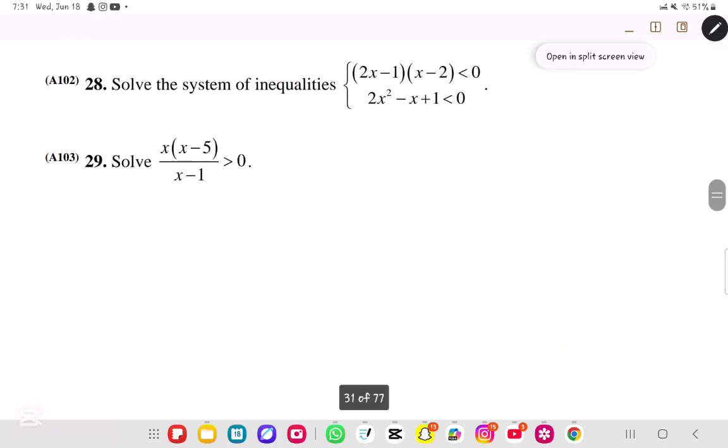Now they told us solve the system of inequalities, okay? So very simply, the first thing you will do is you will find the roots of each pair. This one, you will have to solve it equal to 0. So 2x minus 1 equals to 0, x minus 2 equals to 0. You will have the root x is equal to 2. And x is equal to what? It's equal to 1 over 2. For this one, if you put it on the calculator, what will be your roots? Your roots will be imaginary.